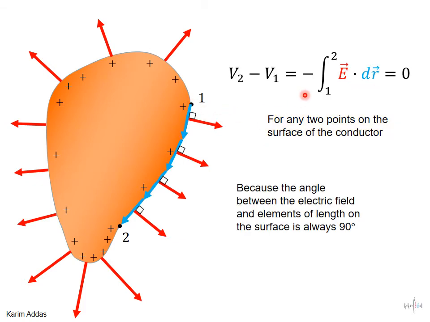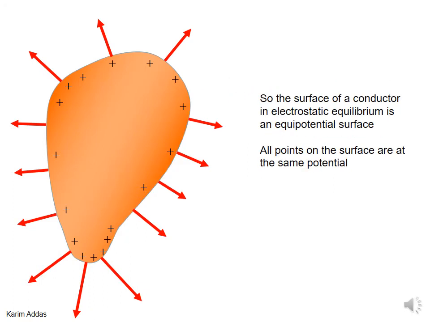Well, if you apply the general rule for the potential difference between 2 points, and you choose a path on the surface, you notice that the elements of length are always perpendicular to the electric field, because the electric field is perpendicular to the surface. So that means that this integration is zero, and that means there's no difference in potential between points 1 and 2. So that means that the surface of a conductor is an equipotential surface.